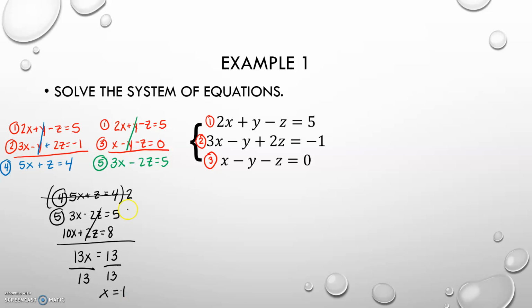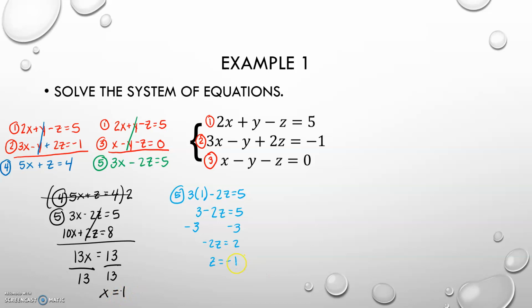Okay. Now I can take this value and plug it into either 4 or 5 to find the value of z. I'm going to substitute it into equation 5. 3 times 1 minus 2z equals 5. 3 minus 2z equals 5. Subtract 3 from both sides. And I get z equals -1.